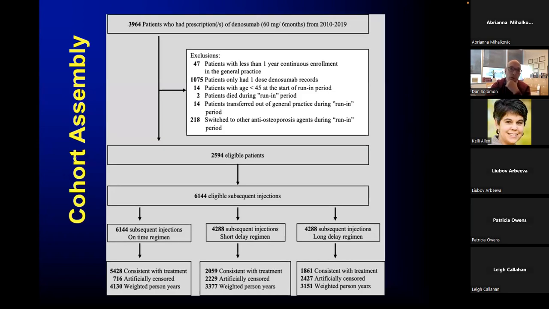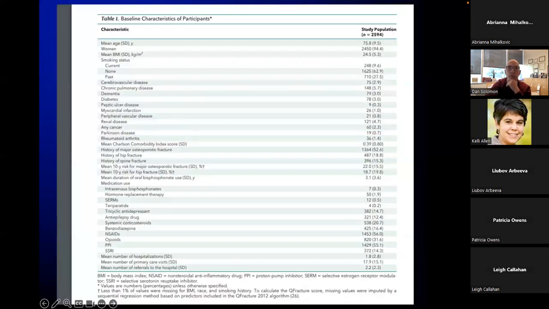This is how the cohort was assembled. And you could see that we had all these exclusion criteria that we applied. We ended up with this eligible population. We cloned this group into this on-time, short, and long delay regimens. And then we had people that were censored and weighted, et cetera, based on what I just talked about. And this is what the study population looked like at baseline.